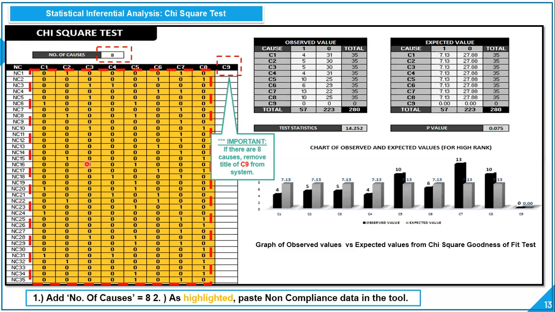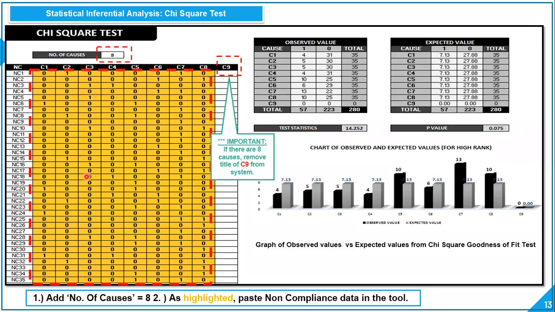Once we have pasted it, we need to check the number of causes. How many critical causes did we have? We had 8, so we're going to mention 8 over here. As we already mentioned, in a chi-square test we can choose a maximum of 9 causes. But in this case we only had 8 causes, so we'll remove the title of C9. It's important, you can read it over here: if there are 8 causes, remove the title of C9 from the system. So we are going to remove this title, and there will be only 8 causes here.